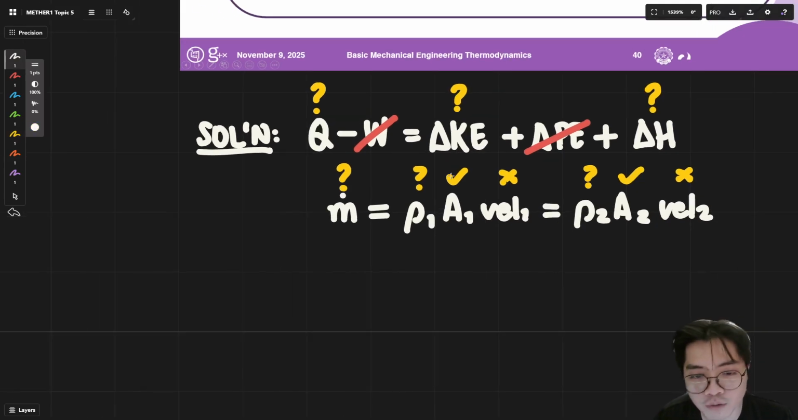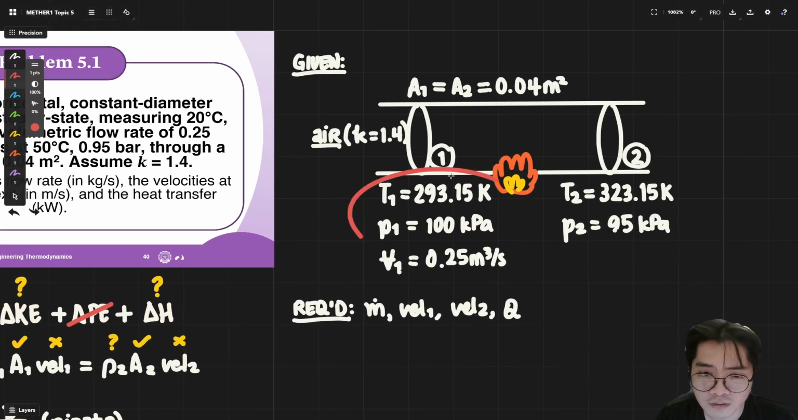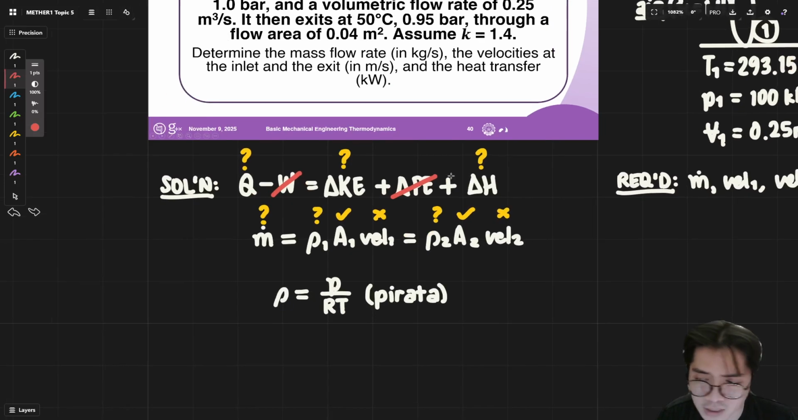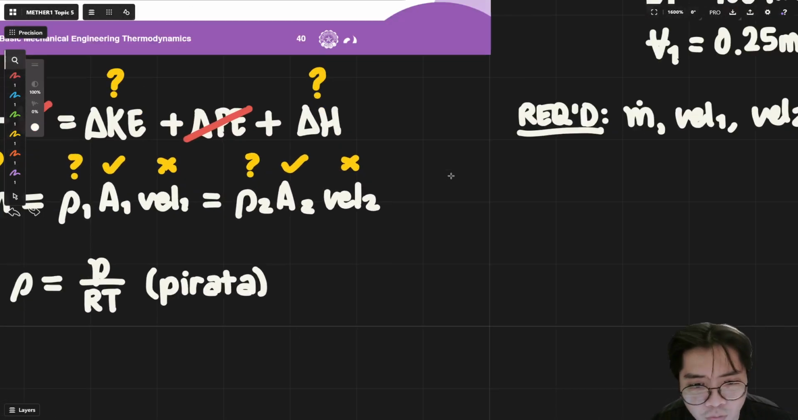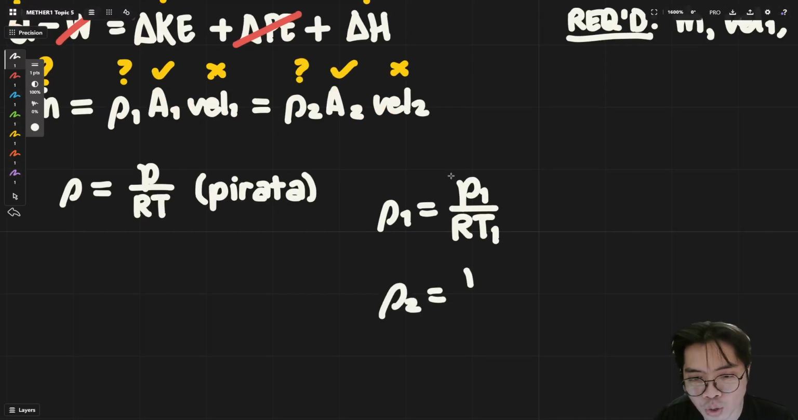There is a formula for the density, which is going to be density is equal to P over RT, or our pirata, right? That is our mnemonic. P over RT, pirata, pirate. And so in this case, we can actually get the rho 1 and rho 2 because of the fact that we now have a P1, T1, and a P2, and then a T2. So let's just get it. Let's just get what is supposed to happen in here. Well, we can get rho 1, which is P1 over RT1. And then we can get rho 2, which is P2 over RT2.